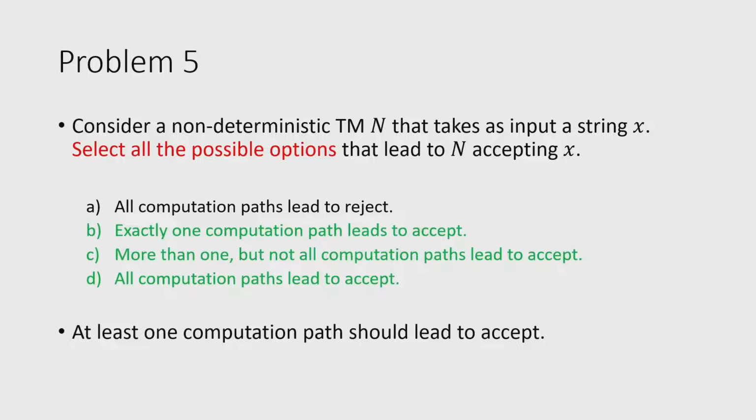The answers are: exactly one computation path leads to accept, more than one but not all computation paths lead to accept, and all computation paths lead to accept. This is so because a non-deterministic Turing machine N accepts a string if and only if there exists at least one computation path that leads to accept. And as you can see, in all the options except for the first one, there exists at least one computation path that leads to accept. So the answers are options B, C and D.